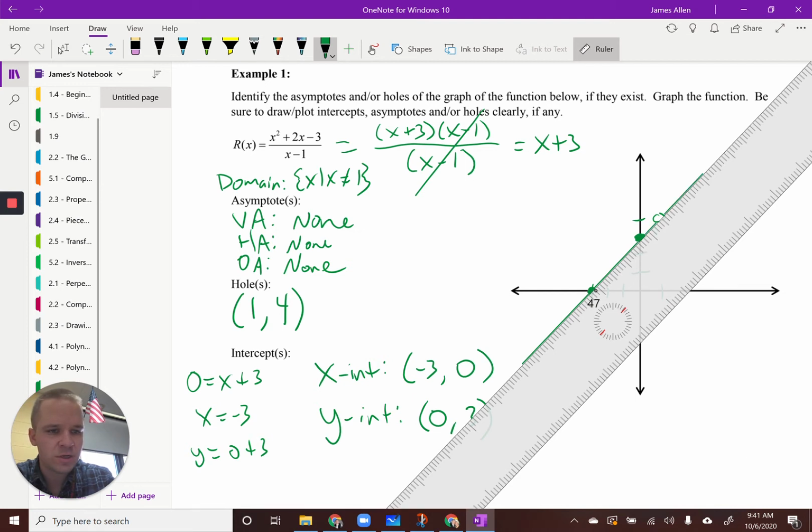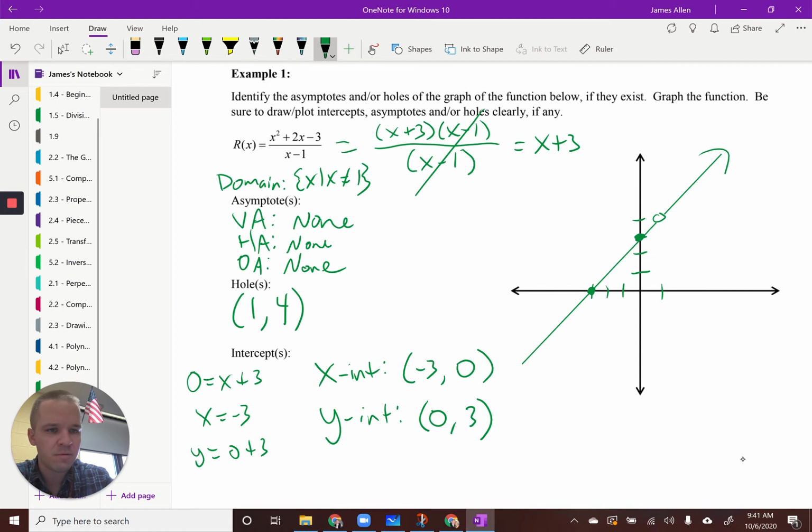So this is really just, again, it looks like a linear equation, because it's x plus 3. We know x plus 3 is just going to be like y equals mx plus b, right? It's just a straight line. However, because it was originally in that rational form, we canceled that out. That's a hole there. It doesn't have any asymptote, so it looks like a line.